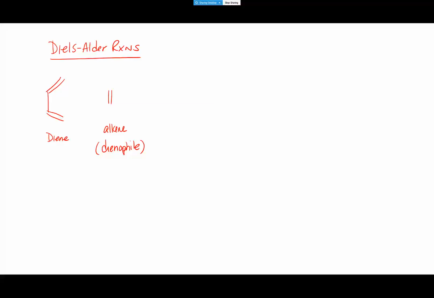So Diels and Alder, Kurt Alder and Otto Diels. Kurt Alder was one of the first real American organic chemists to achieve prominence, because organic chemistry is basically a German science. It was developed mostly in Germany before World War II, when all the scientists either came to the U.S. or got killed.